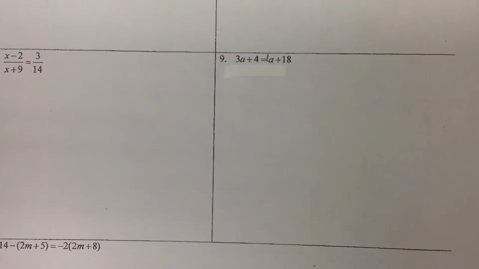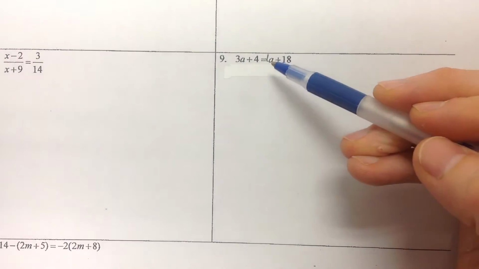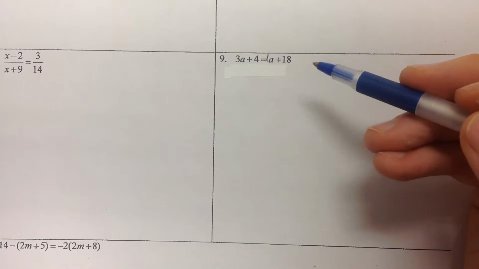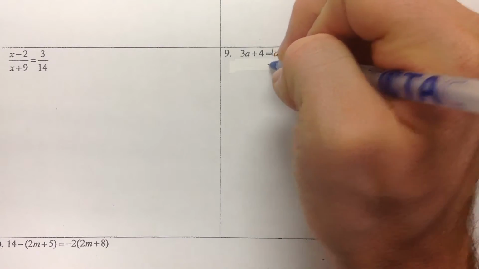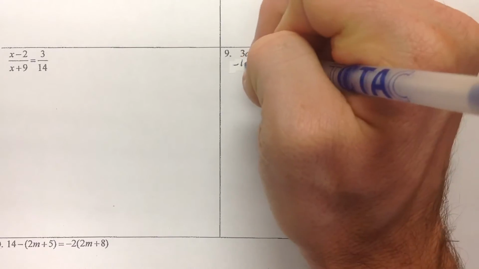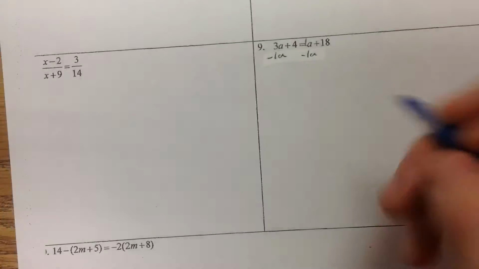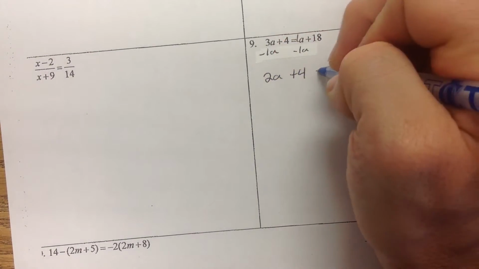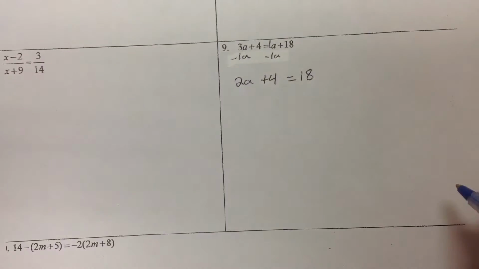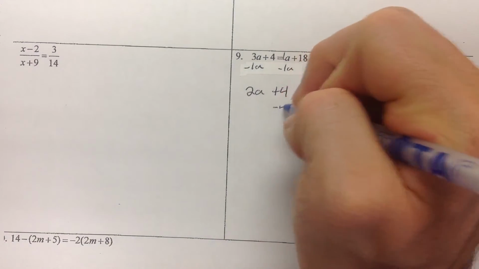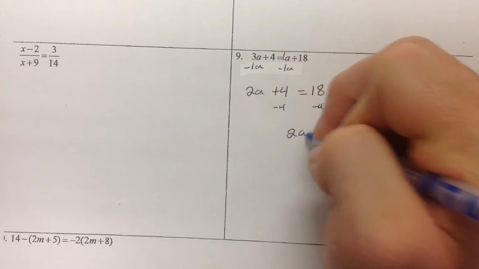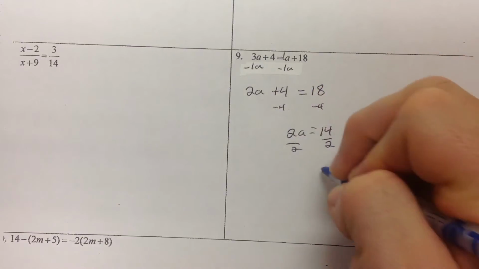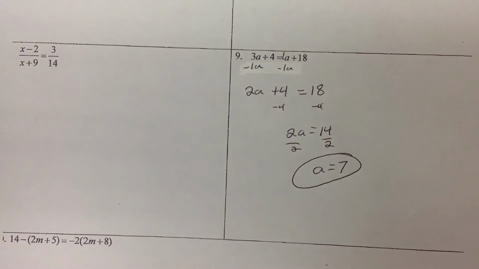Okay, number 9, we have variables on both sides. You're going to notice that I already put the 1 in there next to the a, so I can think about that as 1a. So again, we're going to move our smaller variable, so that's subtracting 1a from both sides. 3a minus 1a is going to be 2a plus 4 equals 18. Subtract 4 from both sides, minus 4, 2a equals 14. Divide by 2, a equals 7. So we're good there.